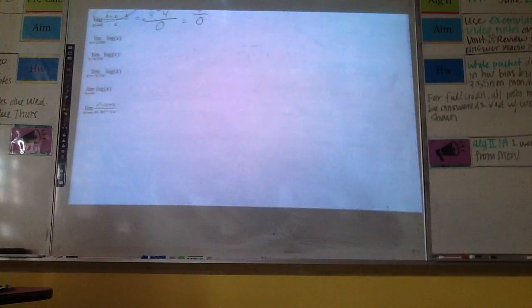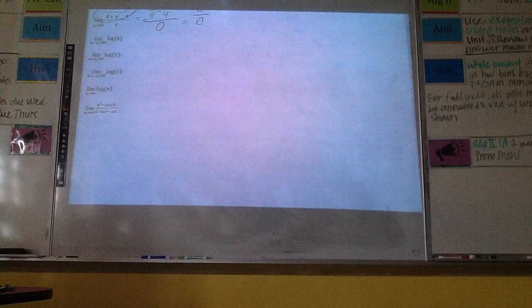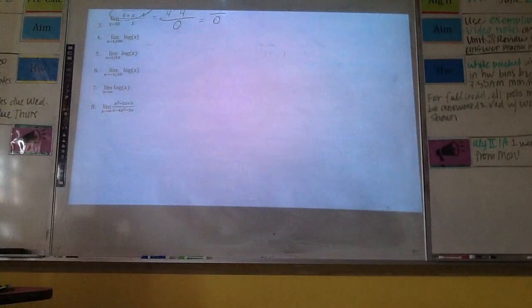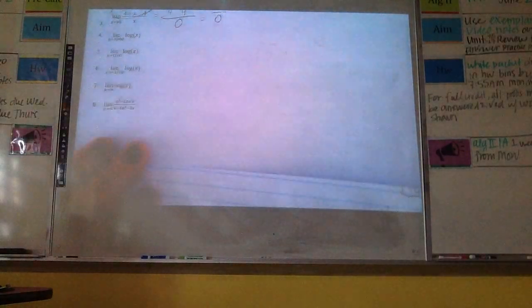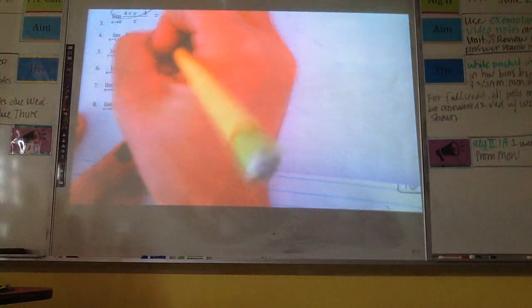Okay, let's look at a few others. Here, next up, we've got the limit of the log of x as x approaches 1,000. As always, I try substituting first.